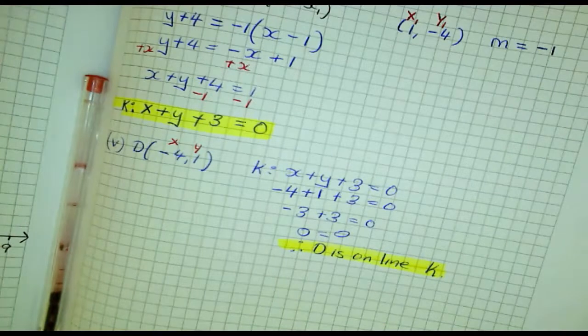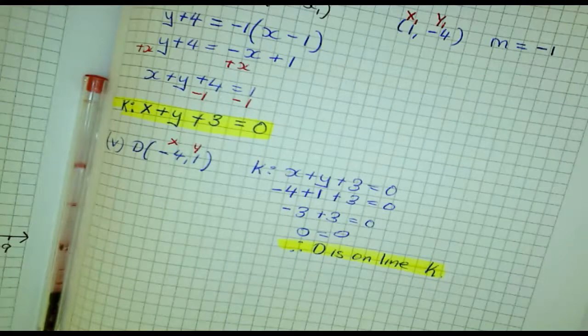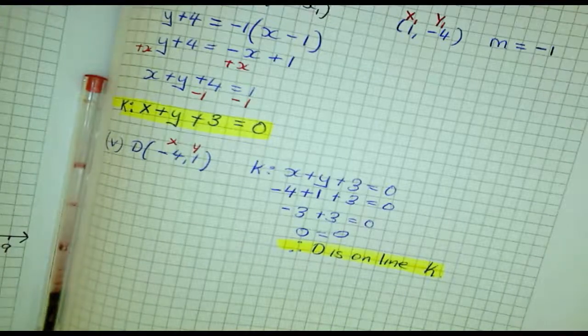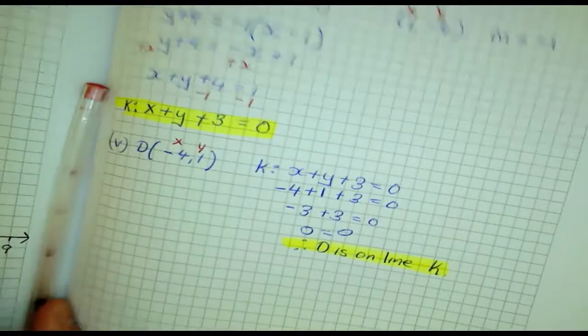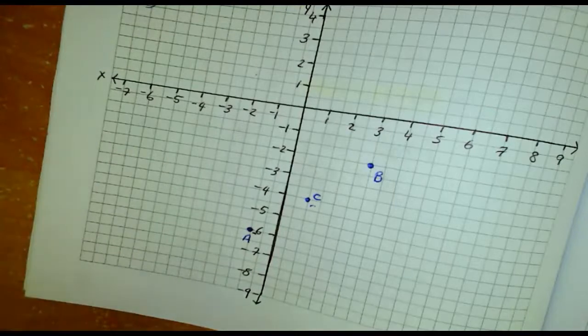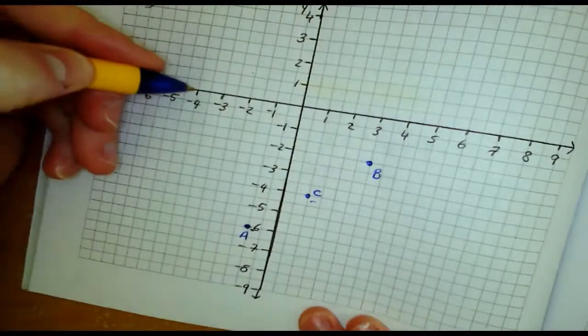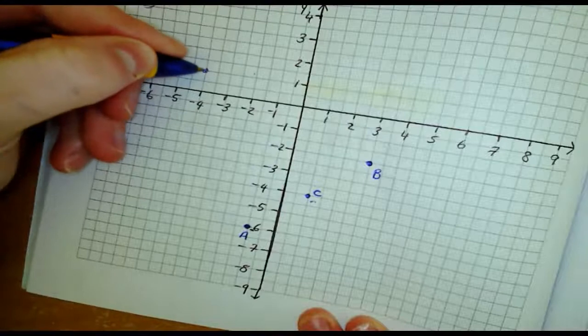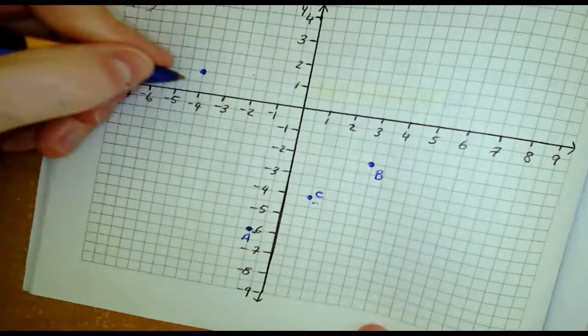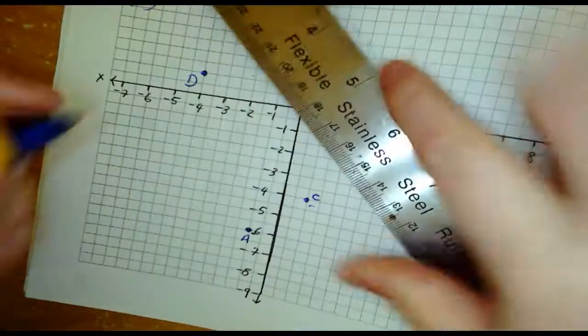So part 6. Show the line K on your graph. So now I know 2 points on my line K. I have point C, sorry, and now I have point D. So if I go back to my graph and I plot point D, so my D was -4, 1. Here's my D, and I know C goes through line K as well.